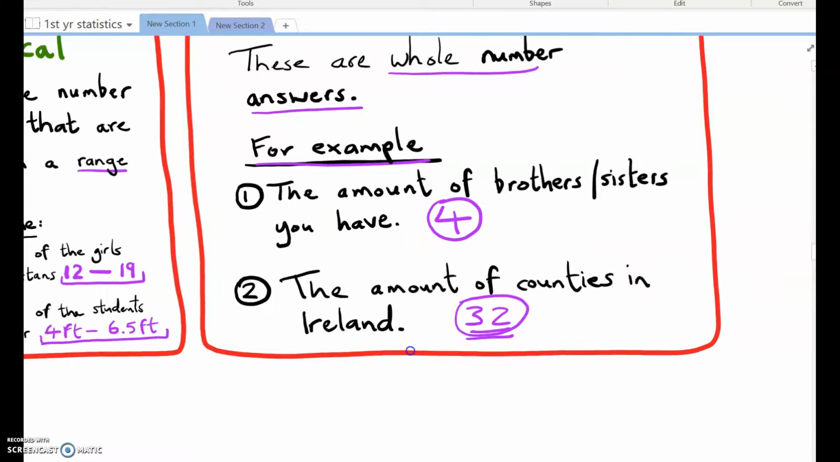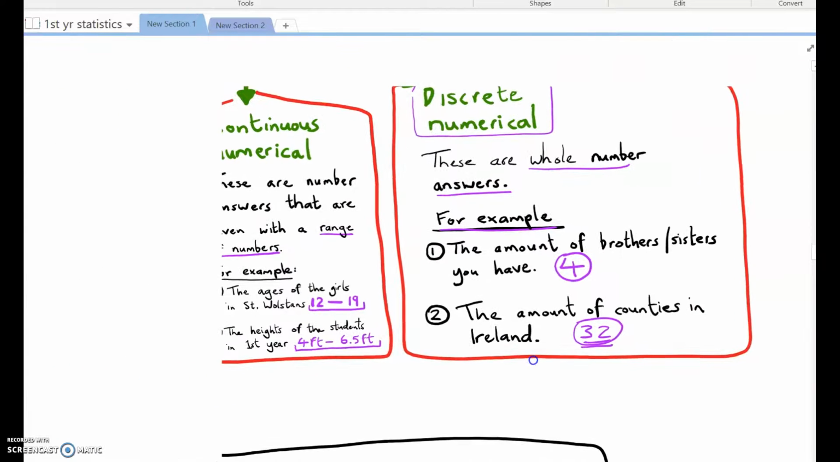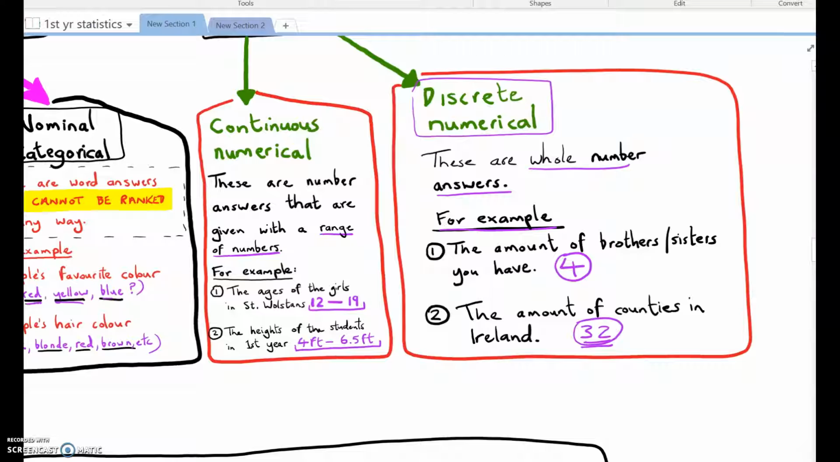Okay? So let's just look at that again, because it's tricky. If I asked you the question, what age are you? Would your answer be a continuous numerical answer, or would it be a discrete numerical answer? Well, you would say I am 14. So that's an example of discrete numerical. It's a definite number, a whole number.